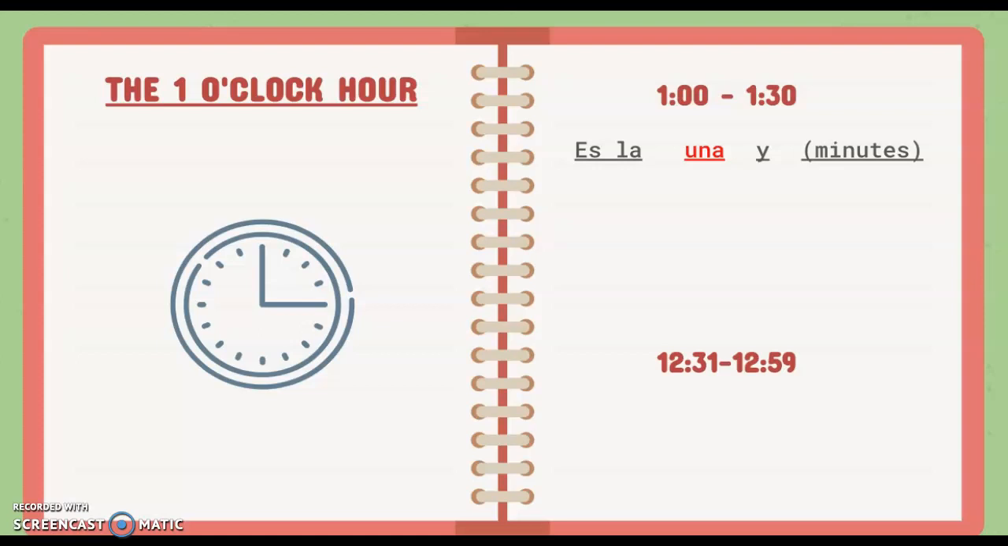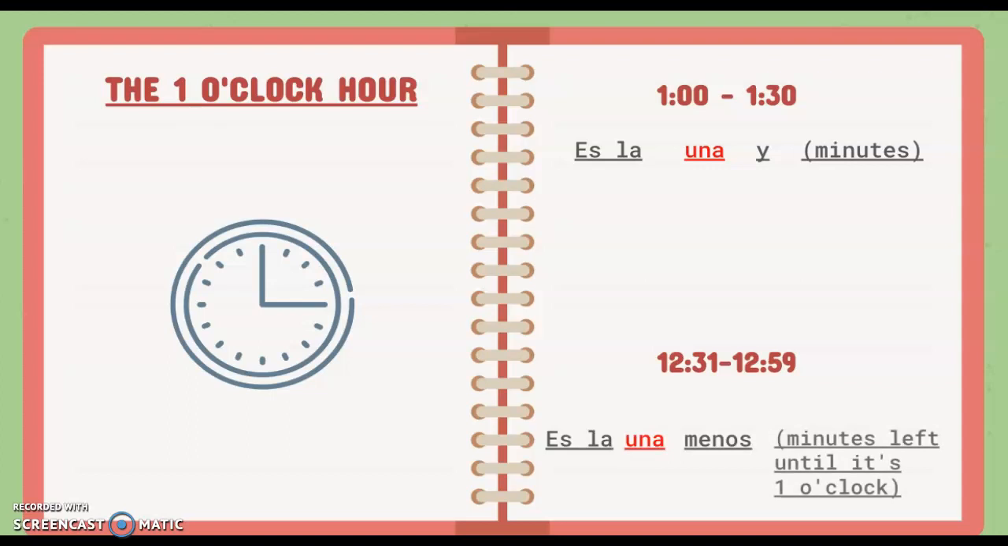Now let's take a look at 12:31 to 12:59. So remember, during this part of the hour, we would have to go up to our next hour, which is the 1 o'clock hour. So we are going to say es la una menos, and then however many minutes are left until it's 1 o'clock. If I want to say it is 12:50, I'm going to go up to the 1 o'clock hour and say es la una menos, and then think to myself, how many minutes from 12:50 does it take to get to 1 o'clock? 10 minutes, so I would say es la una menos diez.